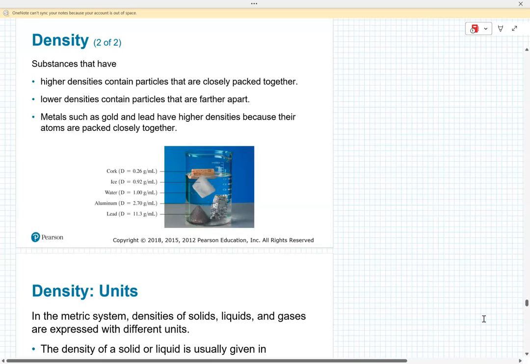Higher density means that the substance will sink, right? Overall, think of it this way in terms of floating. If the density of a substance is less than the density of the liquid, it's going to float. If it's higher, it's going to sink. Make sense? If it's the same, it's going to kind of hover somewhere in the middle.